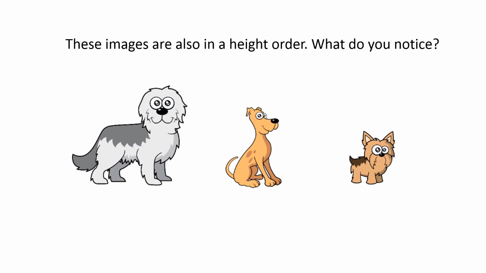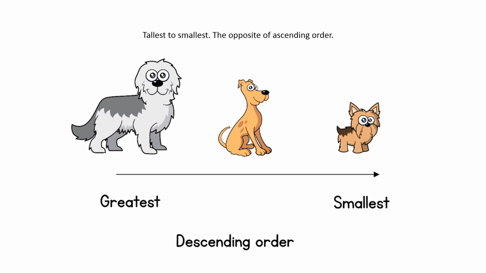Let's move on. These images are also in height order. What do you notice? Pause and have a think. So it starts with the tallest dog all the way to the smallest dog. And when we're talking about numbers, we call this the greatest to the smallest, also known as descending order. My turn, descending order. Your turn, descending order.